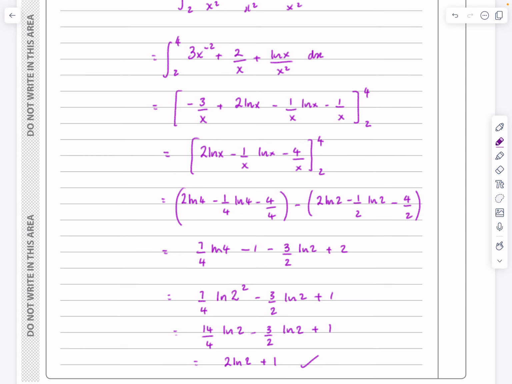Just be careful with this last little bit. Sometimes do lots of them to get the experience of the different techniques they can ask us to do. Apart from that, relatively straightforward question. Hopefully that all makes sense to everyone.